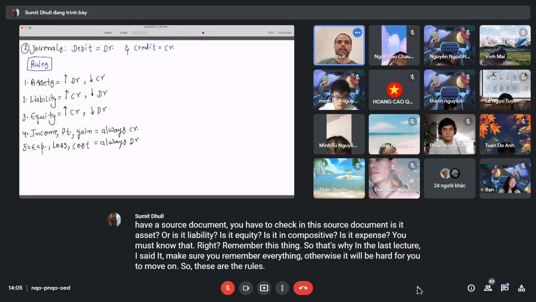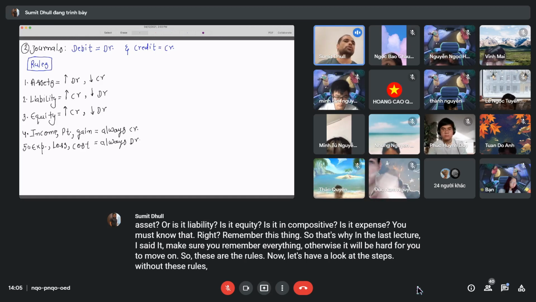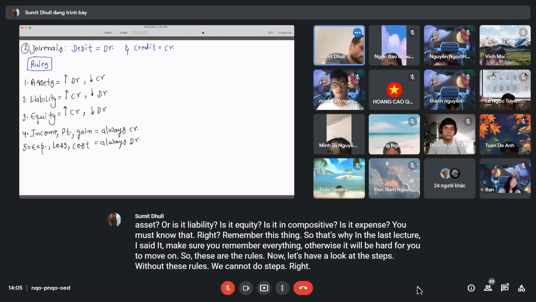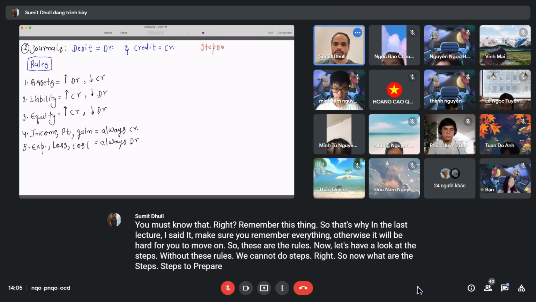Now, let's have a look at the steps. Without these rules, we cannot do the steps. So what are the steps? Steps to prepare journals. Step number 1.